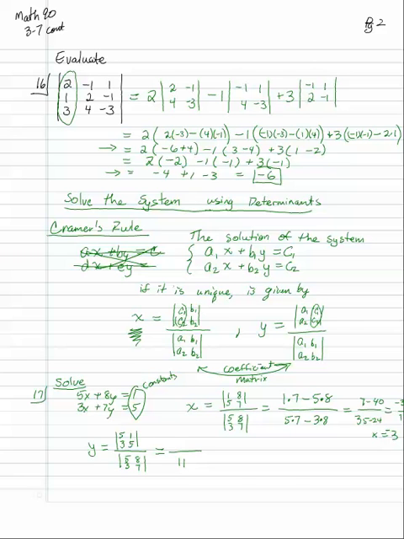So now the top is going to be 5 times 5, minus 3 times 1, which is 25 minus 3, which is 22 over 11, which is 2. So now my solution is the point negative 3, 2.